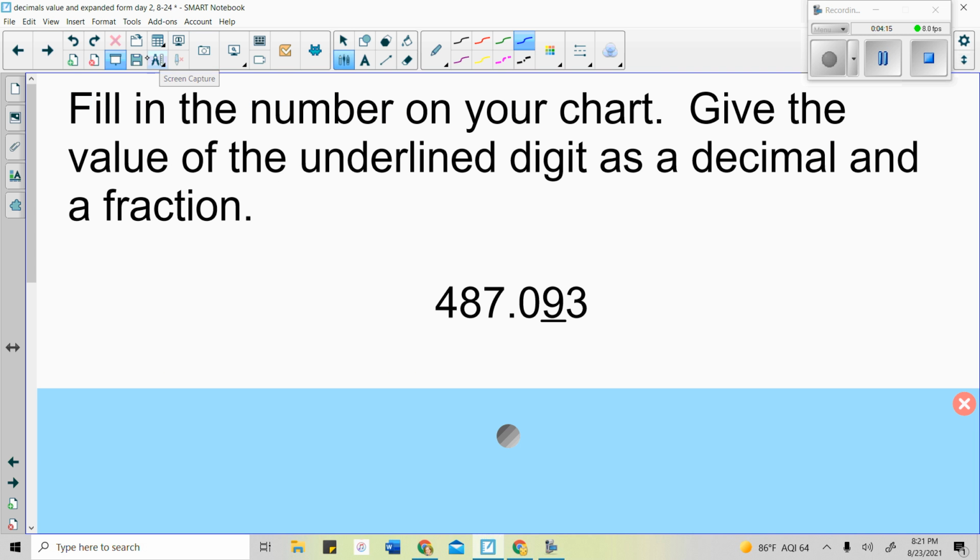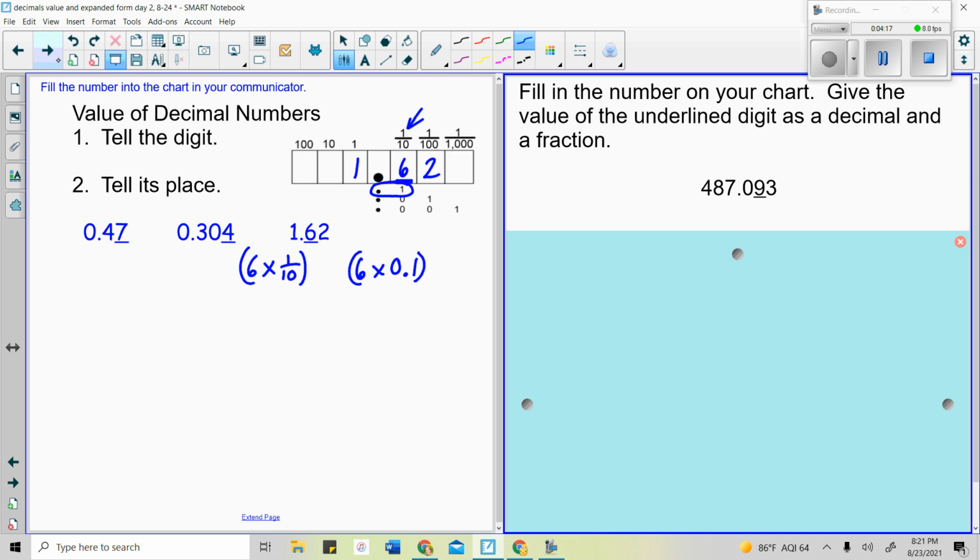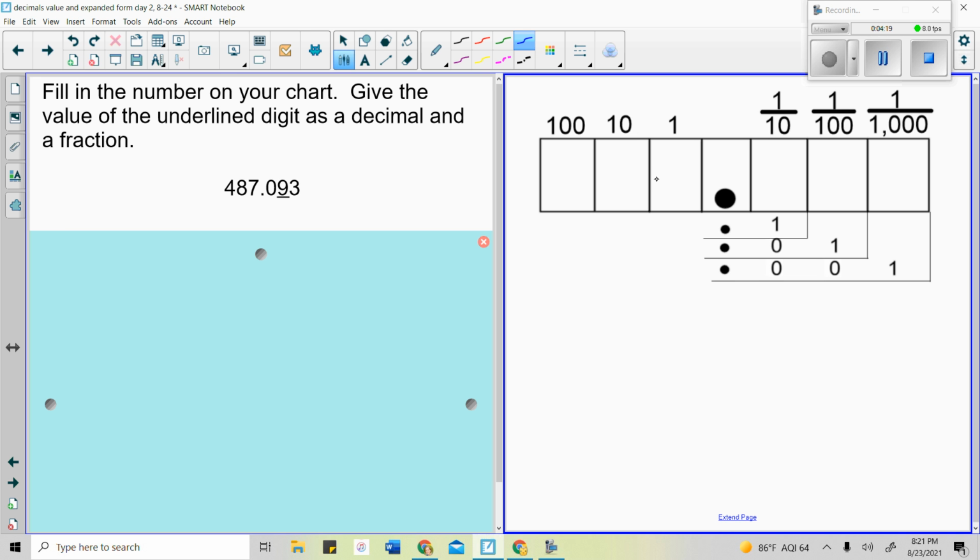Now go ahead and on your chart, fill in the number, and then I want you to give me the value as both a fraction and a decimal, and I want you to pause the video and see if you got it right before you move on to the next one. Okay, so fill it into your chart, underline your digit. Now pause the video.